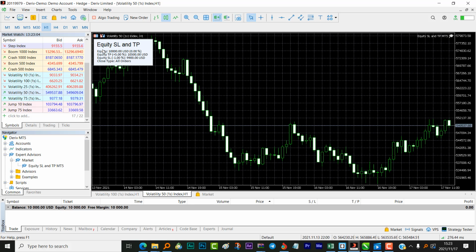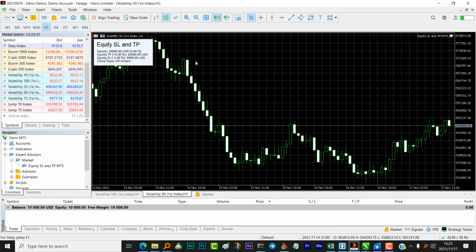You can see here on the details of the equity SL and TP, my equity, which is the money that I have, $10,000. Equity take profit is plus 5%. So whenever my money goes to $10,500, it closes all the trades. All the trades get closed. Whenever my equity goes to 9,900, which means I'm at minus $100, close all trades so that I don't lose more than $100.